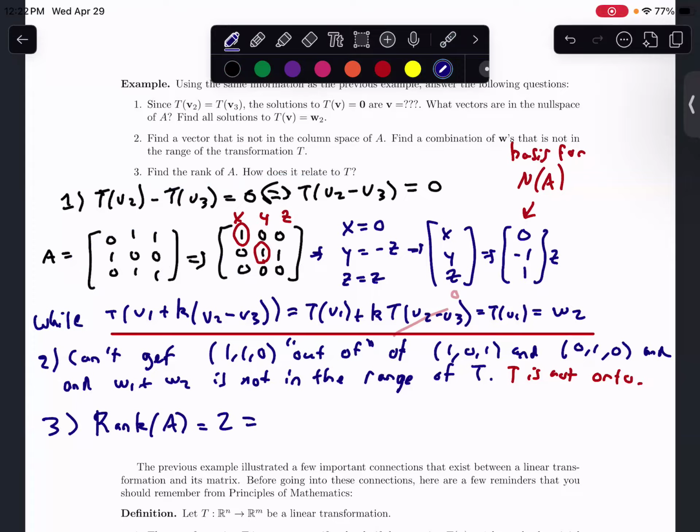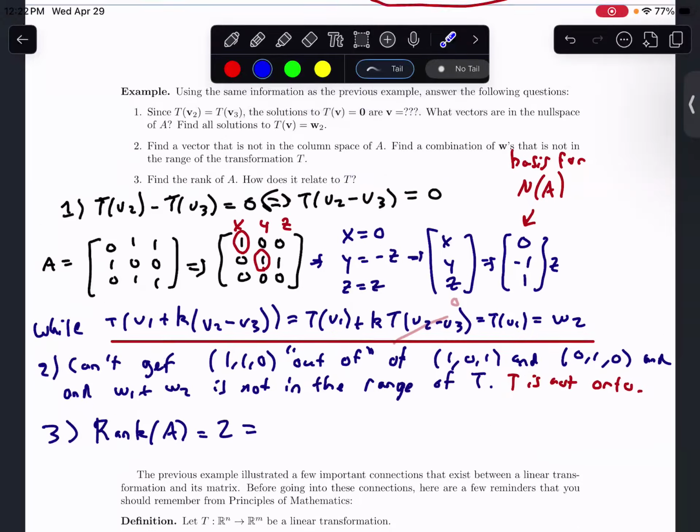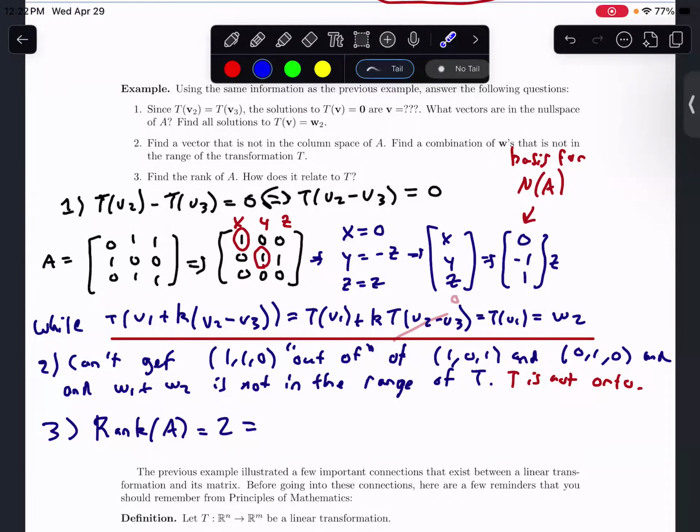And so we want to be able to say something about T. What does this number 2 say about T? Does anyone have an idea? If the rank of A is equal to 2, what does that mean about T? Don't think in terms of it being 1-to-1 or onto or something like that. Just in terms of what's going on with T that relates to the number 2. Any ideas?